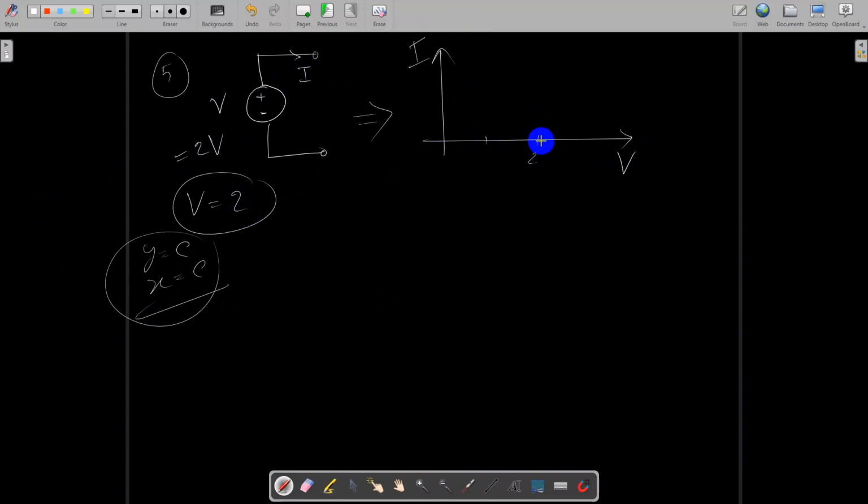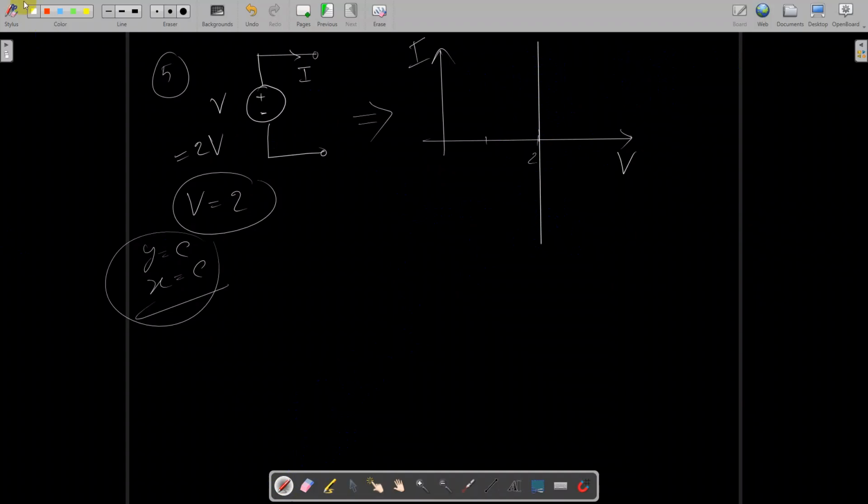So this is 2. Let's make it more beautiful. Okay, that's nice. So this is the curve. Now the question: we'll test whether this system is linear or not. I'm talking about this straight line, or y is equal to mx plus c.